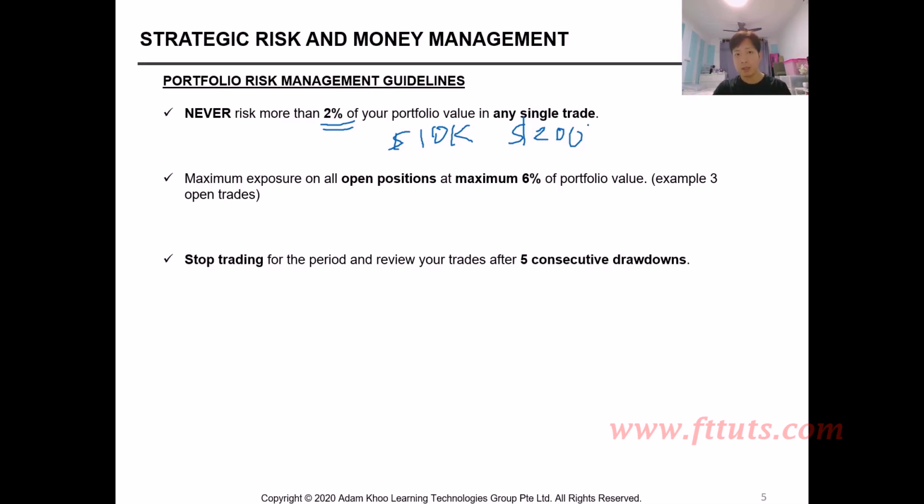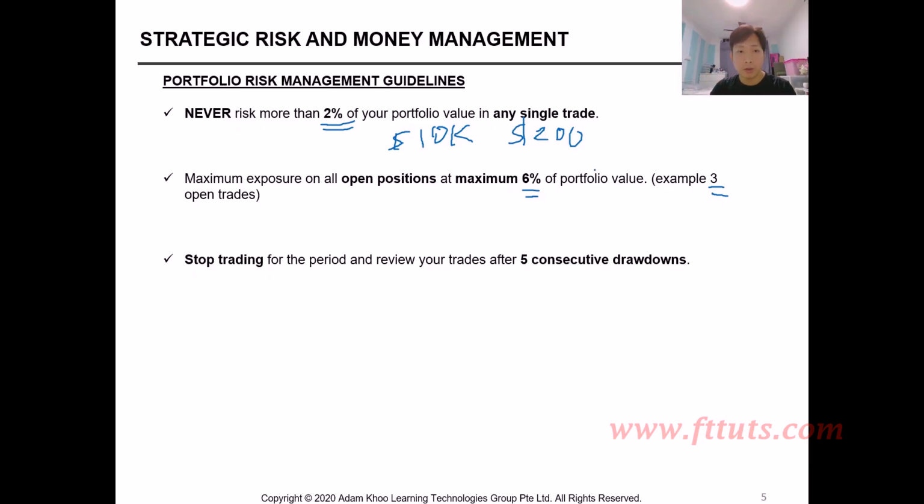Okay. So maximum exposure at all times shouldn't be more than 6%. So basically, it's about three positions if you are doing 2% risk. So if you are doing 1% risk, maximum exposure should be not more than 3 to 5%. It means 3 to 5 positions.